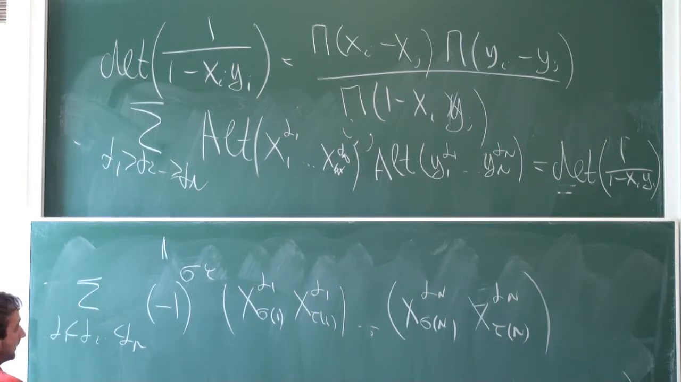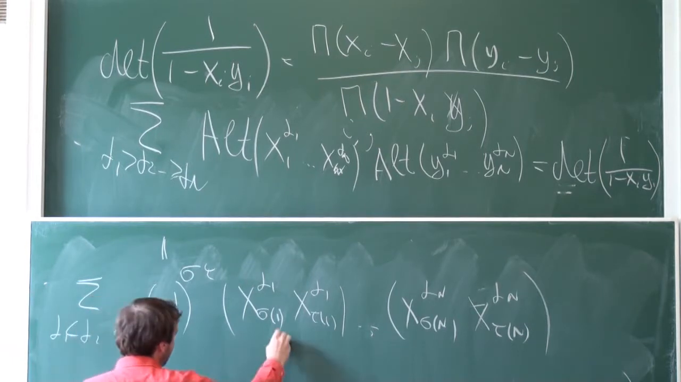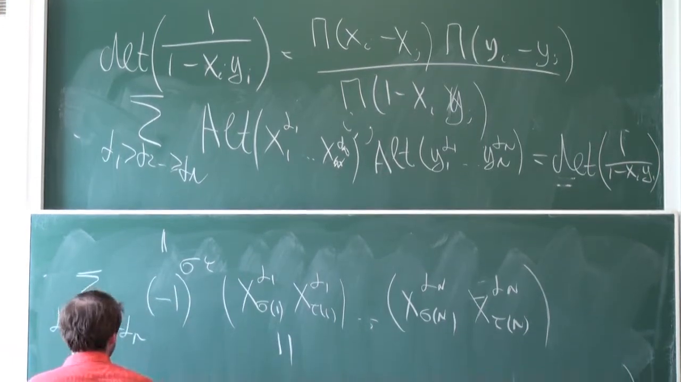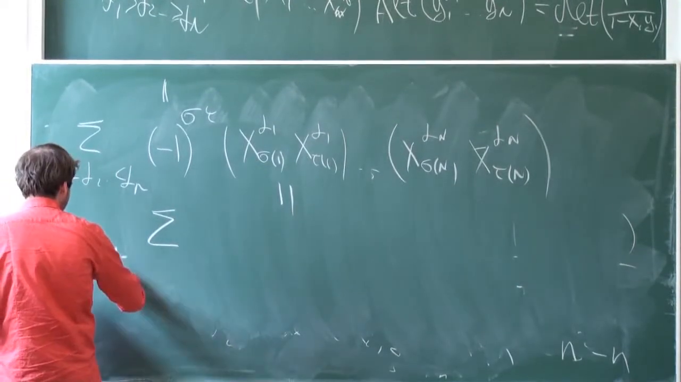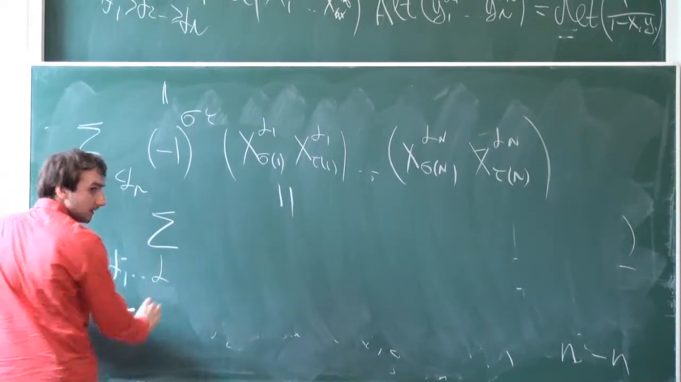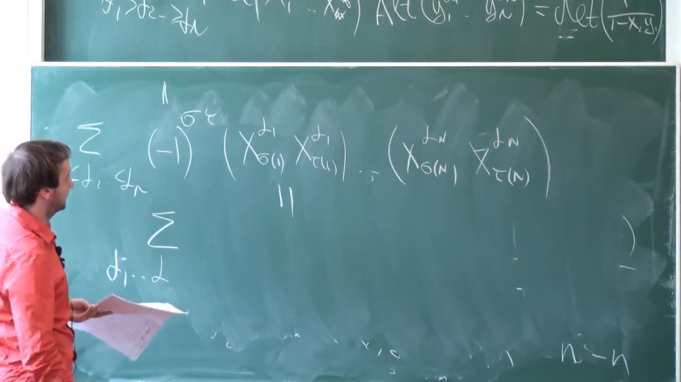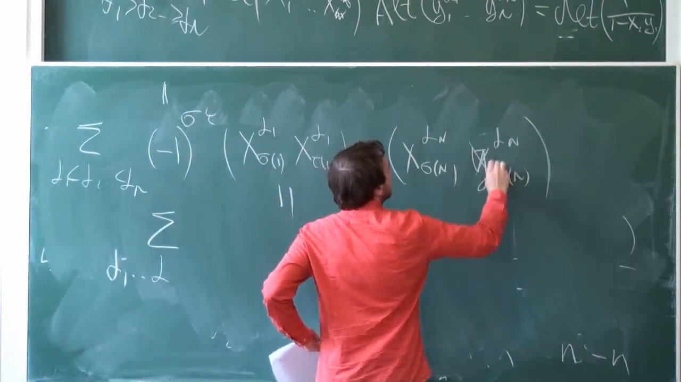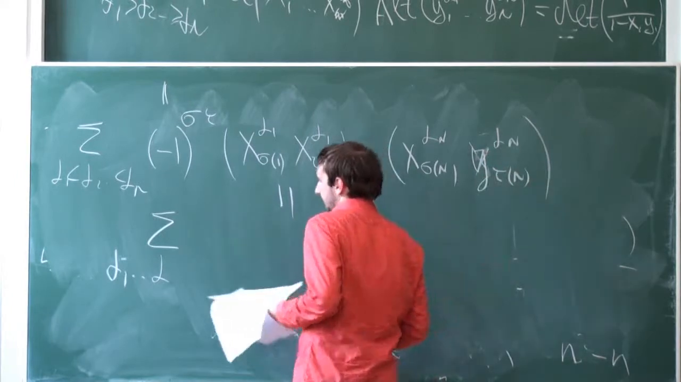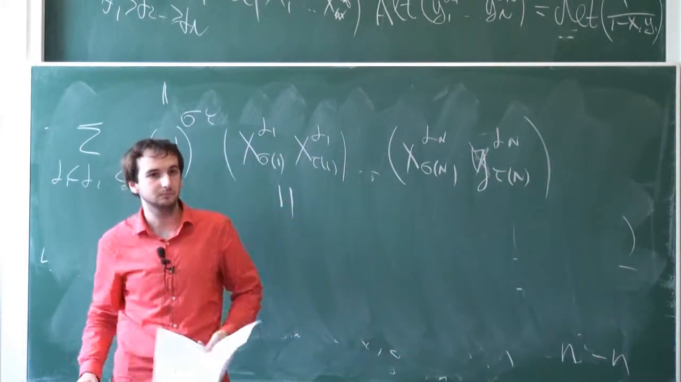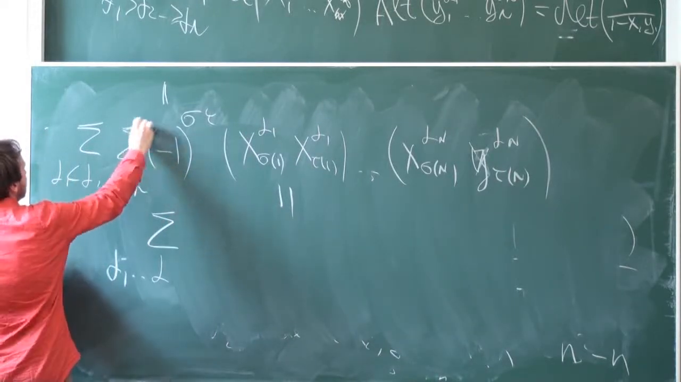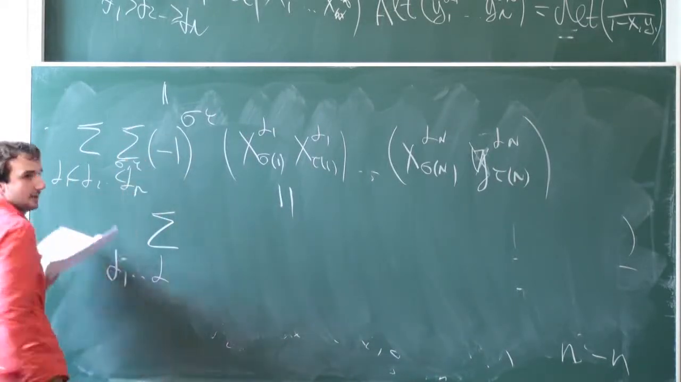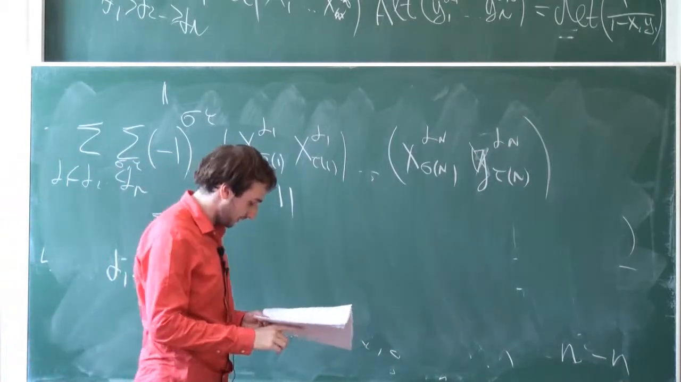Now, what can you observe? That this is indeed equal to the sum over all alphas. Why is it y to the power? Yes, thank you. Excuse me, there is also a sum over the permutations. Yes. Sum over all pairs of permutations.